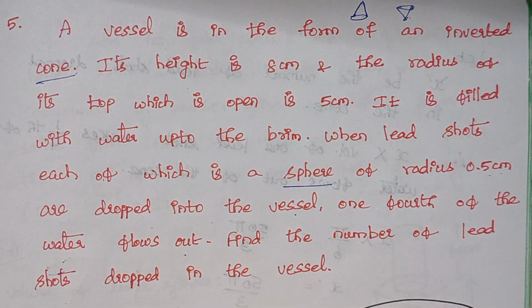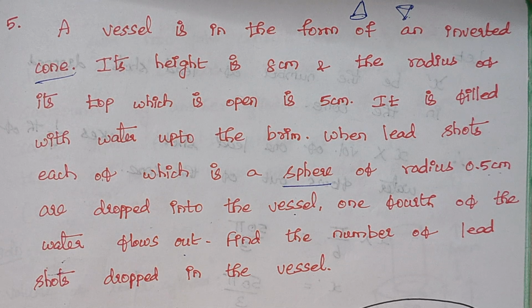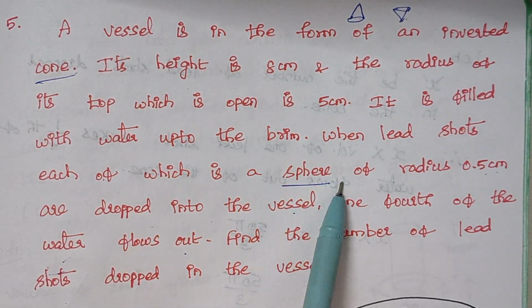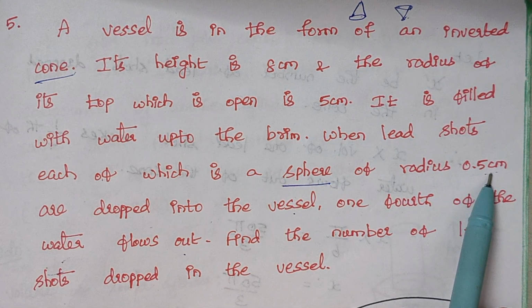Initially the cone is completely filled with water. Now by dropping some spheres into it, 1/4 of the water flows out of the cone. And now we have to find how many lead shots are dropped into it. And again they are clearly given, you see. The lead shots are in the shape of a sphere whose radius is 0.5.